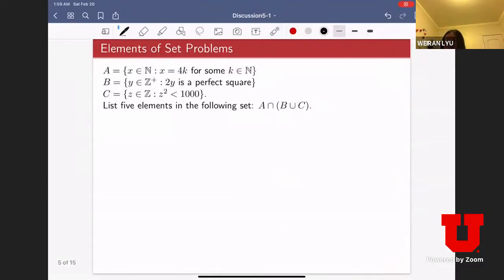All right, so the next one is going to be elements of set problems. Suppose we have these three sets A, B, and C, and list 5 elements in the following set, A intersects B union C. I will give you 2 or 3 minutes to work on this one. It will be helpful if you just write the first 5, 6, or 7 terms of the 3 sets, and then find the union and then the intersection of those.